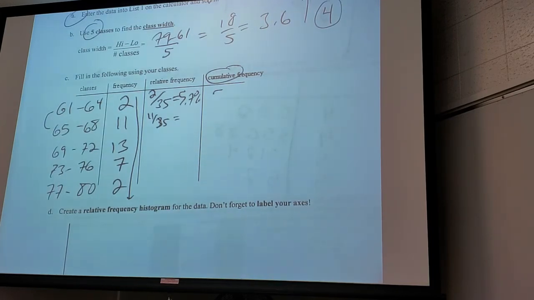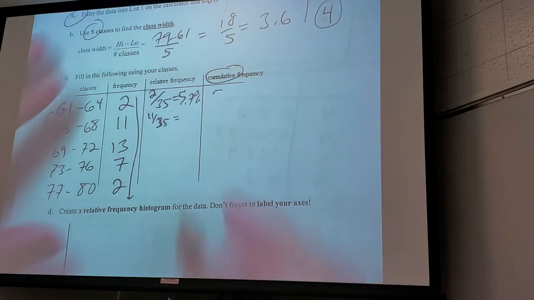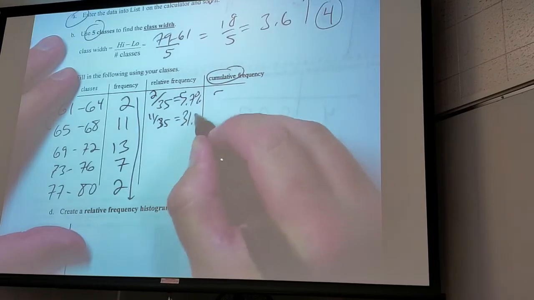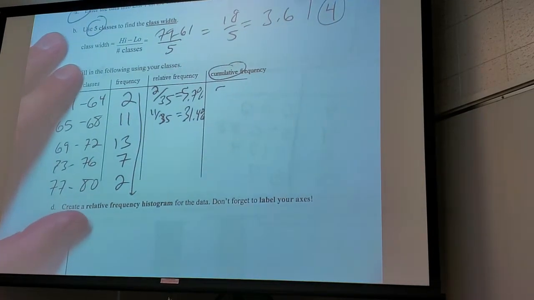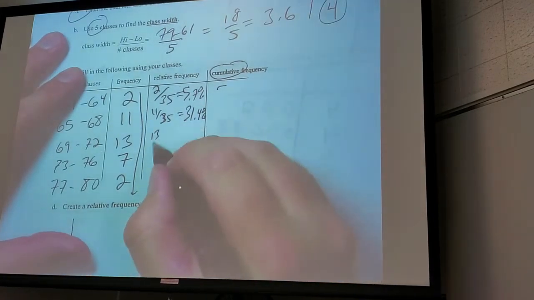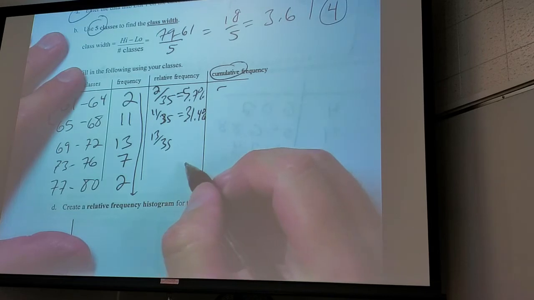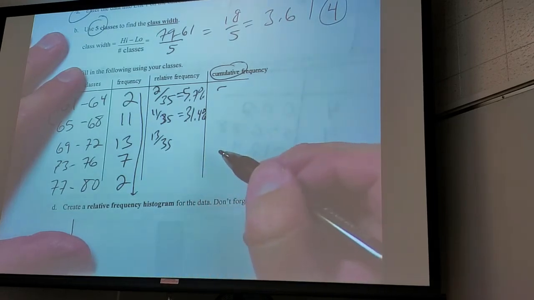What is 11 divided by 35? 0.314, so 31.4%. Does that sound good? Be really careful with rounding, don't just cut it. I'm not saying you did, just in general. And then 13 will be 37.1.